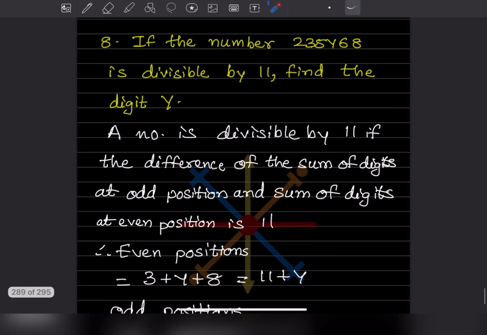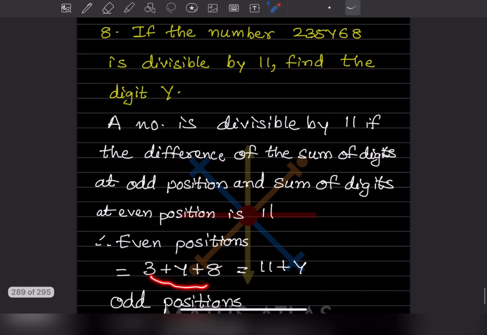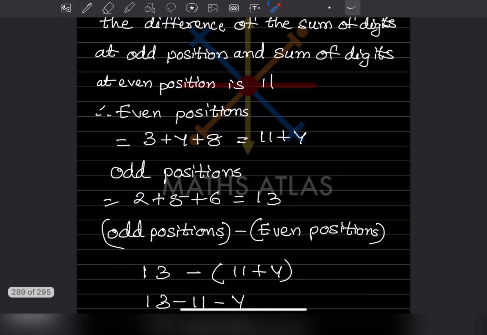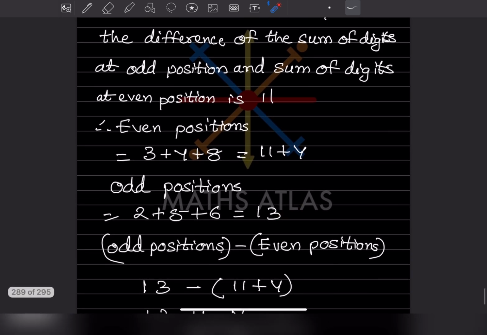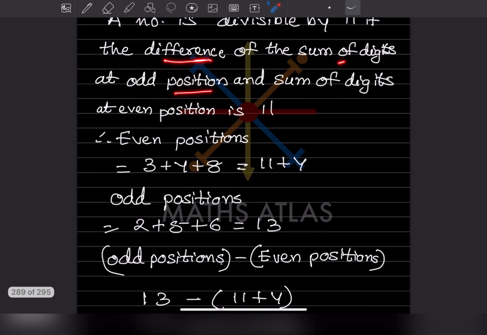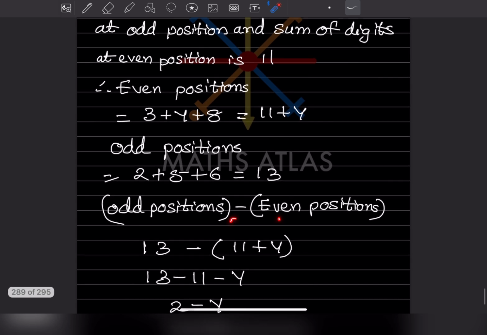So the even positions will be 3, y and 8. That will be 3 plus 8, that is 11 plus y. And the odd positions are 2, 5 and 6. That is 2 plus 5 plus 6, that is going to be 13. Here it is the difference of the sum of digits at odd positions and the sum of digits at even positions. So odd minus even: odd position we got 13 and the even position is 11 plus y.